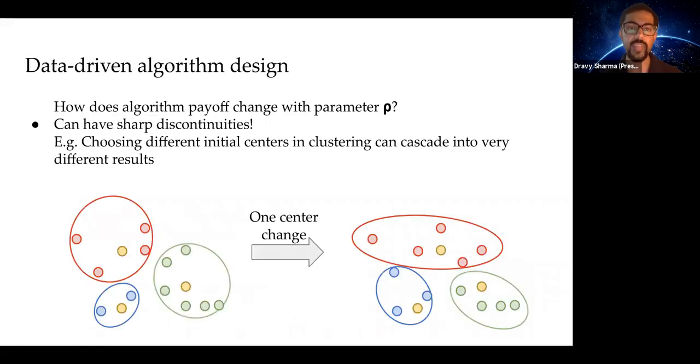Right. The interesting part to look at now is how the algorithm payoff varies with the interpolation parameter or the hyperparameter. So we can have sharp discontinuities. That's an interesting observation, especially for combinatorial problems, right? Because think of setting the centers in k-means style clustering. If a single cluster changes, the whole thing can cascade into very, very different results, with very different performances in terms of how your cluster varies from the true cluster, right?